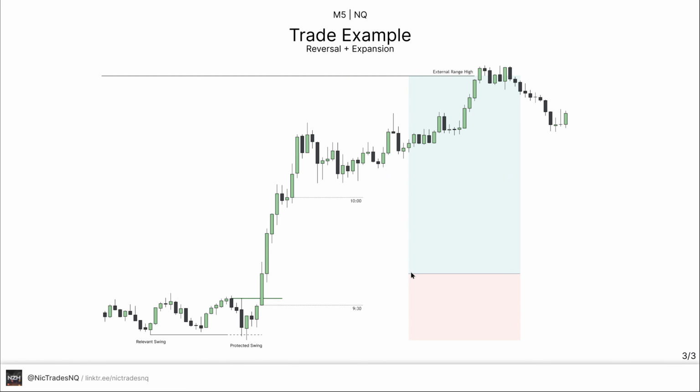You can either just market enter here, and then put your stop below the protected swing, and then target the opposing side of the range, which would be those failure swings showed on the hourly, right? That's how I go about entering intraday on my own accounts.